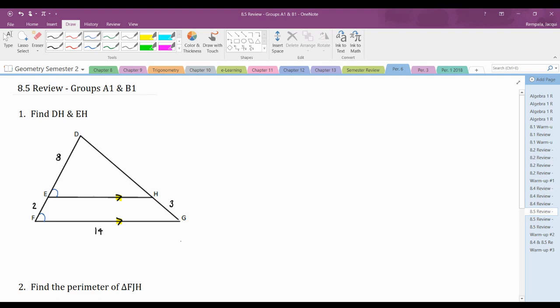Remember, corresponding means that they're on the same side of the transversal, but one is interior and one is exterior. It's the same idea over here. This angle of DHE is going to be corresponding to angle G. And when we have parallel lines, corresponding angles are congruent. Both triangles share this angle D in common. So an angle can be congruent to itself by the reflexive property.